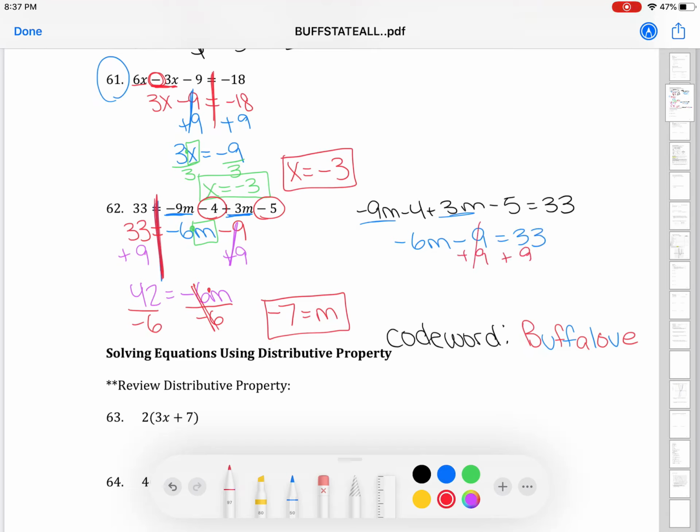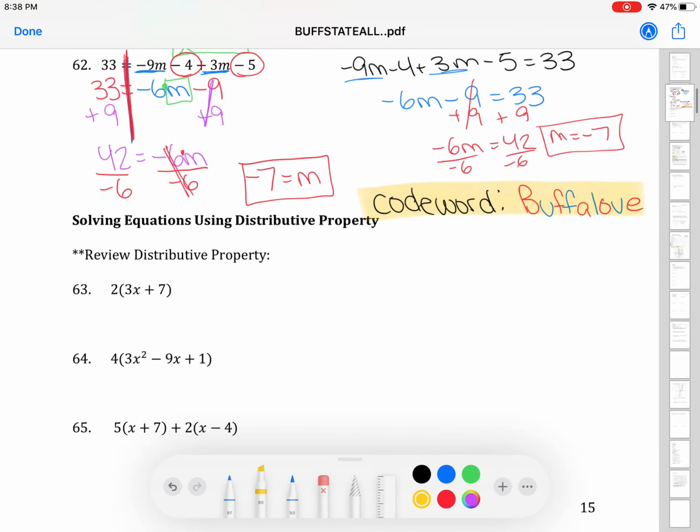So you can switch the order if that makes it a little bit easier for you. And then combine these the same way: -6m minus 9 equals 33. Still solve it by adding 9 to both sides. -6m is equal to 42, and then divide by -6, and you get m equals -7. It's still the same method, but if it makes it seem a little bit better to you to have the m on that side, just take a second to flip your equation around.